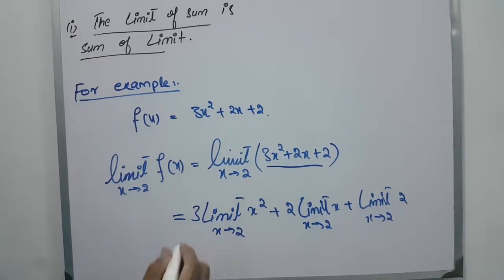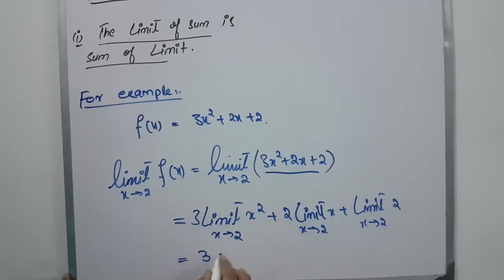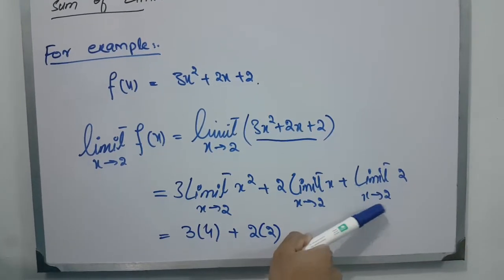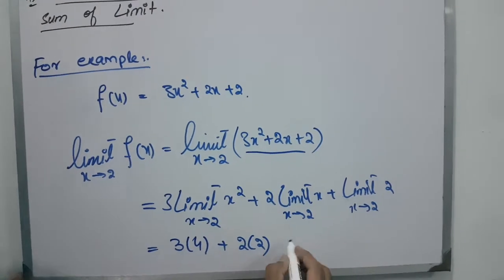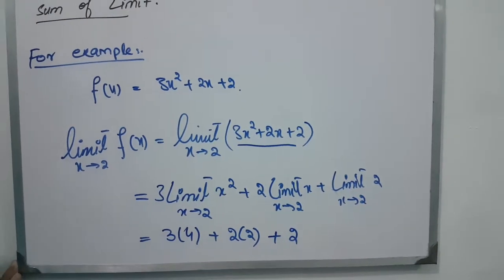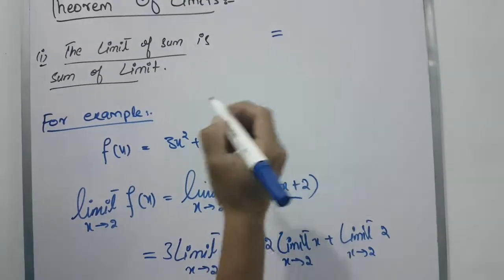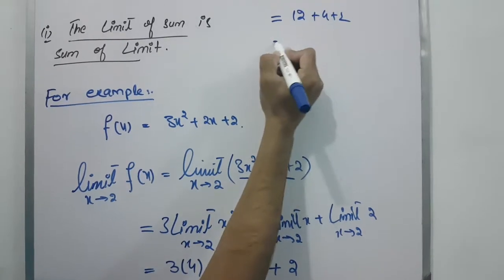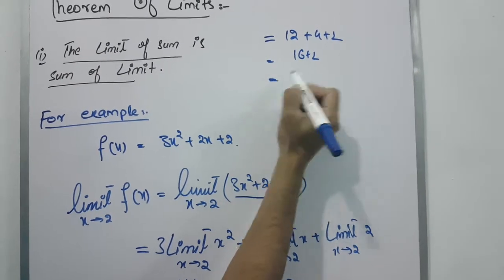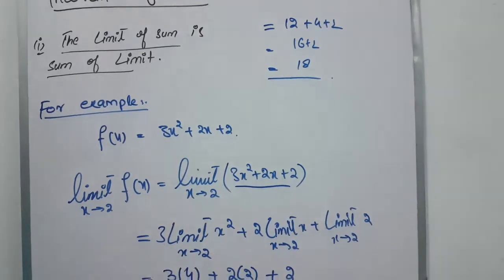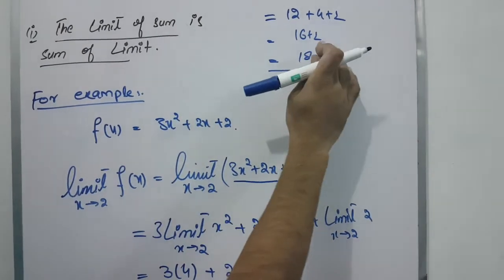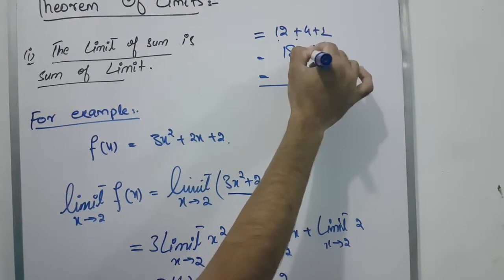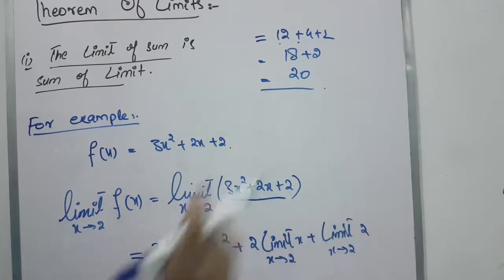Now I just put the limit in this equation, that is 3 into 2 power 2 plus 2 into 2, and the limit of constant is always the constant number, therefore 2. So our answer will become 3 into 4 is 12, plus 4, plus 2, 16 plus 2, 18. Sorry, a mistake, 16 plus 2 is 18, plus 2, and our answer will become 20.